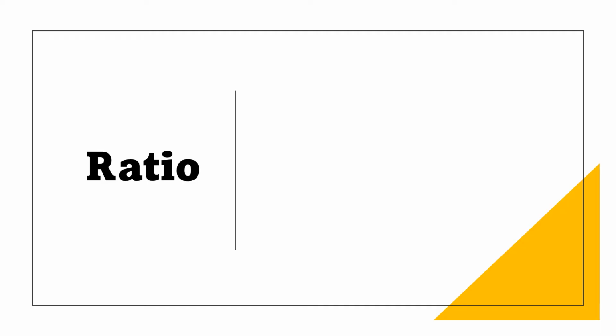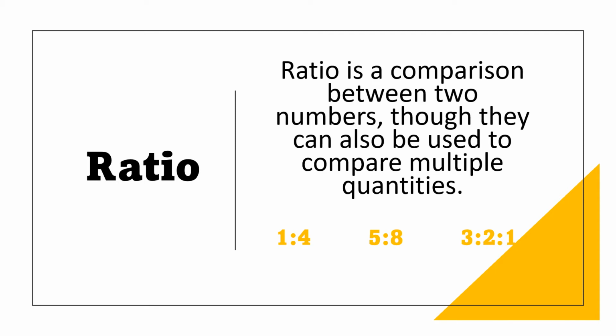Before we proceed to proportion, let us define first what ratio is. Ratio is a comparison between two numbers, though they can also be used to compare multiple quantities. Ratios are usually shown as two numbers separated with a colon. For example, 1 is to 4, 5 is to 8, or 3 is to 2 is to 1. The terms of the ratio are the numbers or measurements being compared.